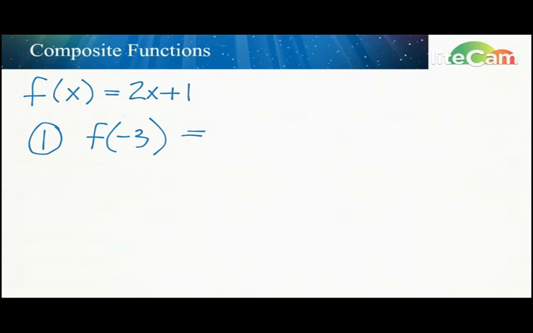I'm simply going to take the equation, and wherever there is an x, put in the -3. So f of -3 would be -6 plus 1, which gives me -5.